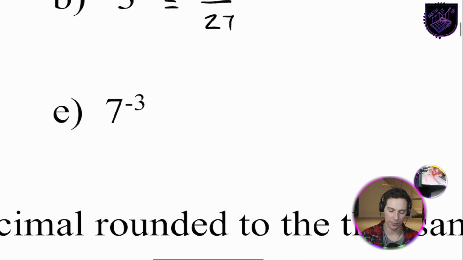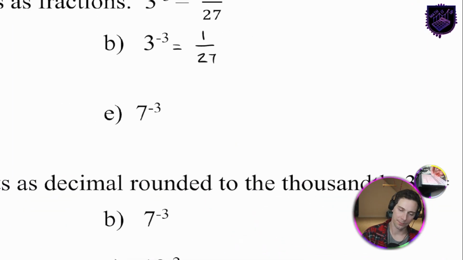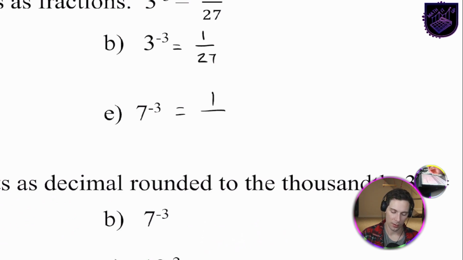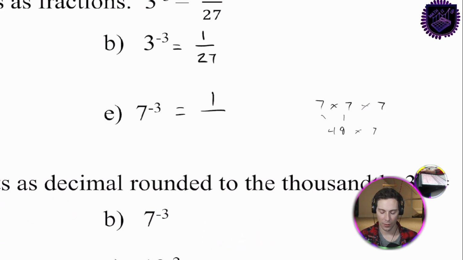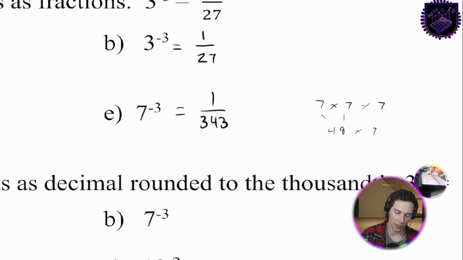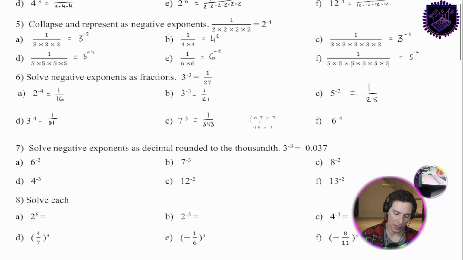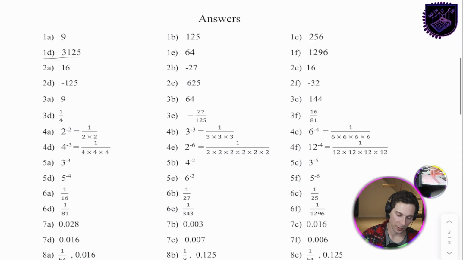7 to, oh boy. All right. This is equal to, let's see my mental math here. This is equal to 1 over, so we go 7 times 7 times 7. That's 49. Times 7, 343. 343. Yeah, got it. All right.